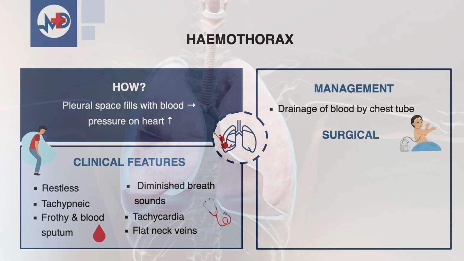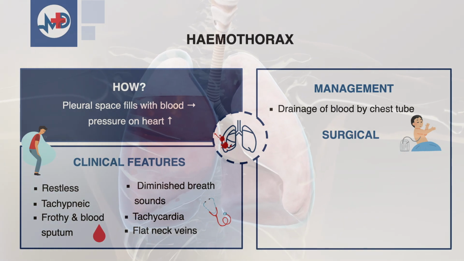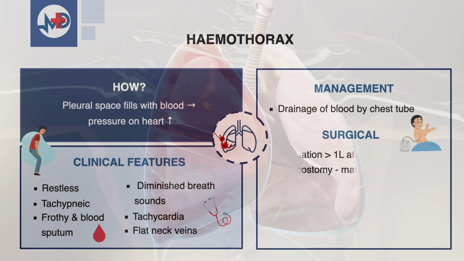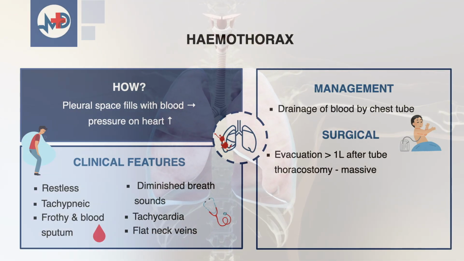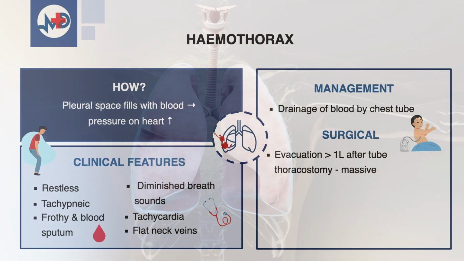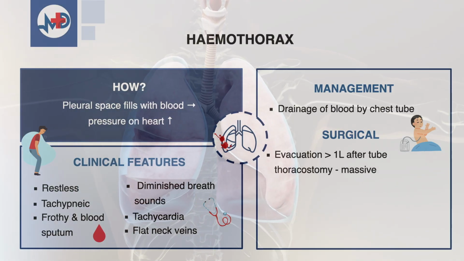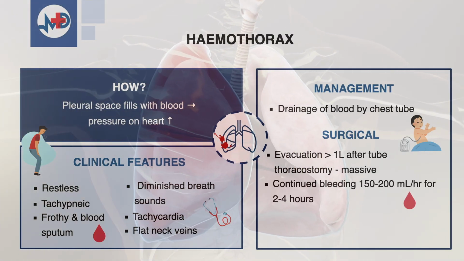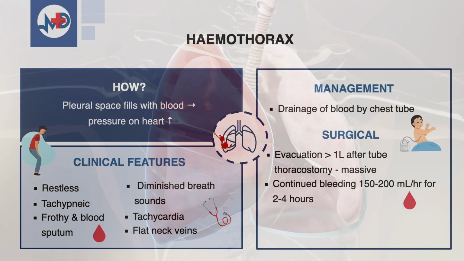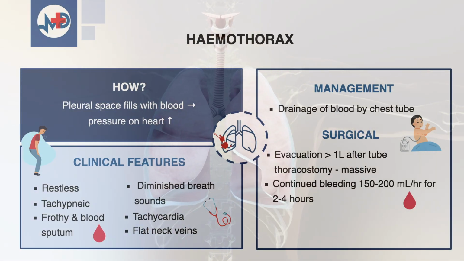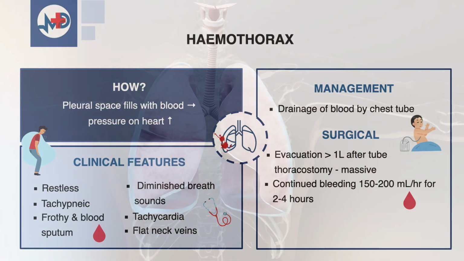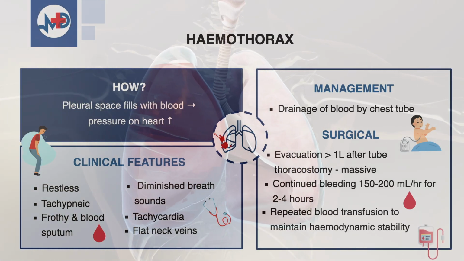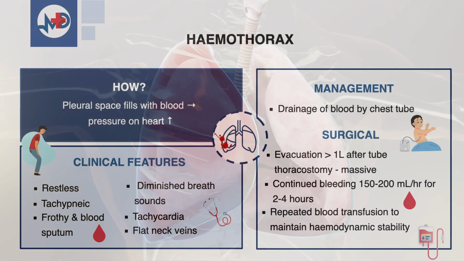Surgical exploration in cases of traumatic hemothorax should be performed in the following circumstances. Evacuation of more than 1,000 ml of blood immediately after tube thoracostomy. This is considered a massive hemothorax. Continued bleeding from the chest, defined as 150 or 200 milliliters per hour for 2 to 4 hours. And finally, if there is repeated need for blood transfusion to maintain hemodynamic stability.